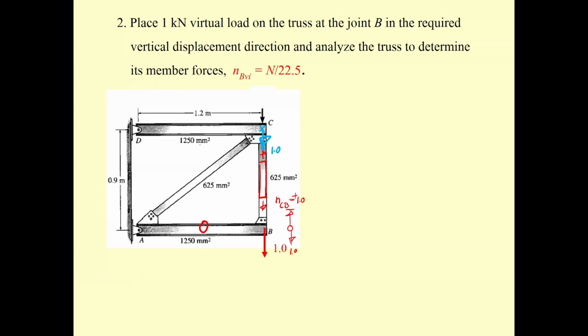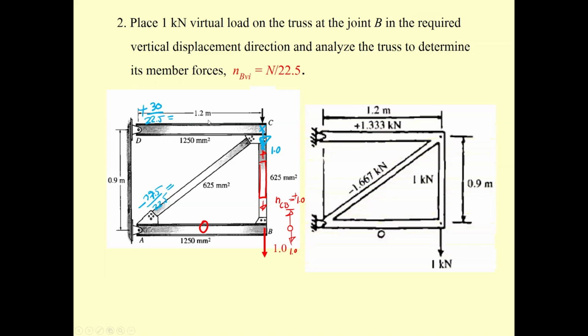Now, the same load applied at the same point, but the magnitude reduced by 22.5. The result over here gonna be 30 divided by 22.5 positive. This is gonna be minus 37.5 divided by 22.5. You will get the result to be this one. And then you get the result to be this one.